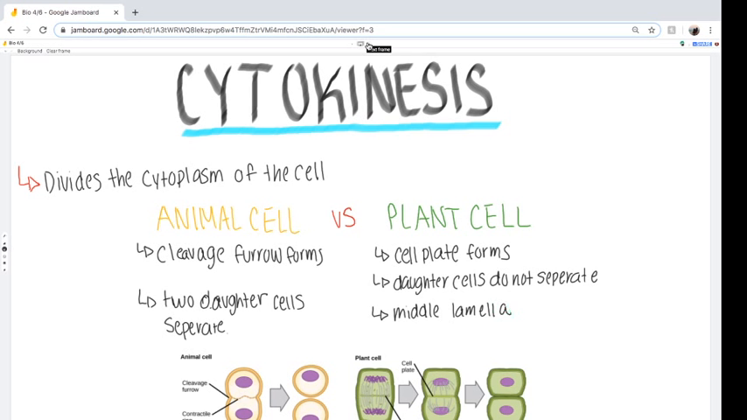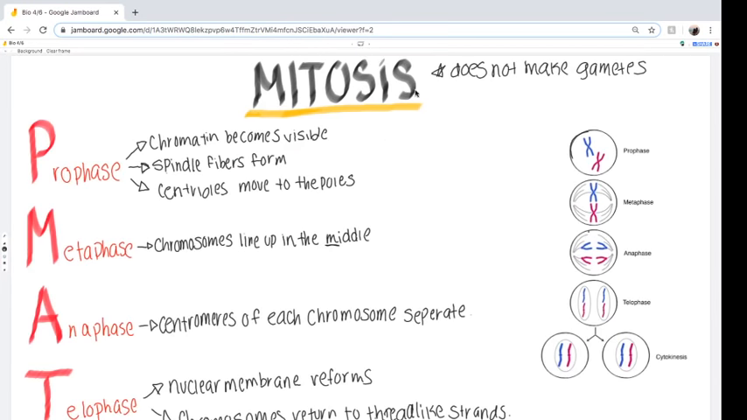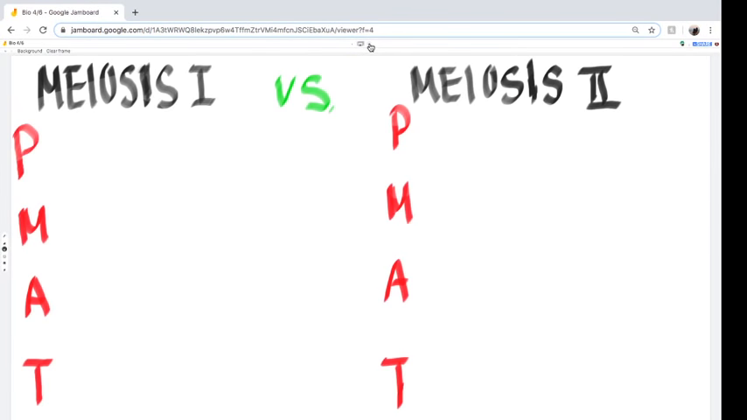Okay, so that completes the full cycle of the cell cycle. But then, as I mentioned before, there is a form of cell division where instead of body cells, sperm and egg cells are produced. So remember how in mitosis we noted that mitosis does not make gametes, or so-called sperm cells and egg cells. So there's another cell division called meiosis, and this is where the sperm and egg cells are produced.